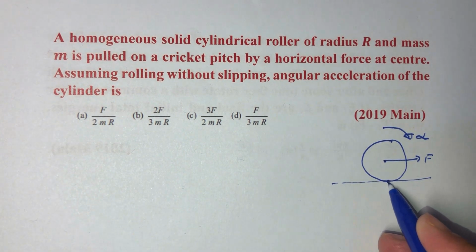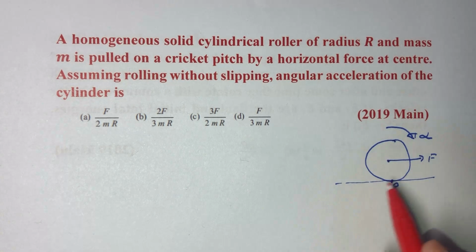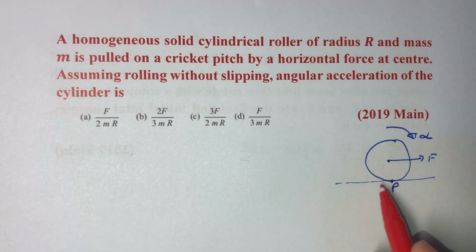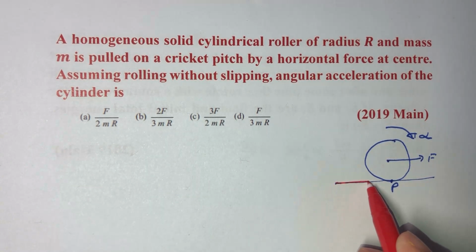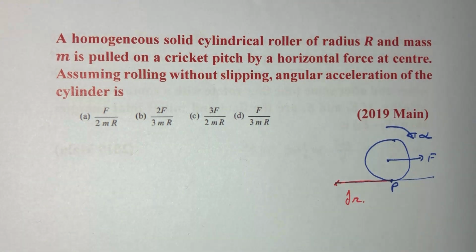Let us suppose P is the point of contact, and at this point P there will be a frictional force acting between the cylinder and the pitch, and let us suppose that is given as Fr. Therefore we can say there are two forces acting on the cylinder.